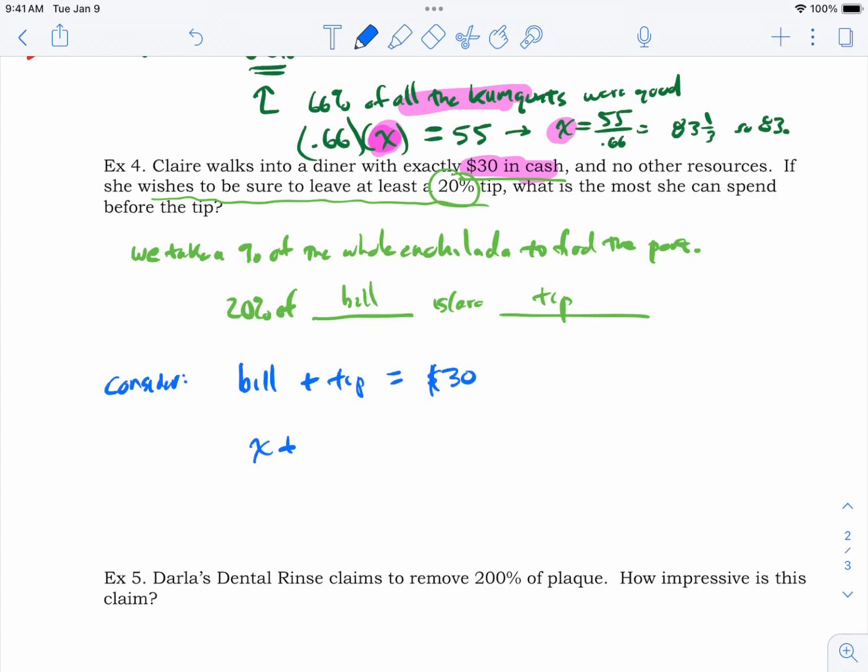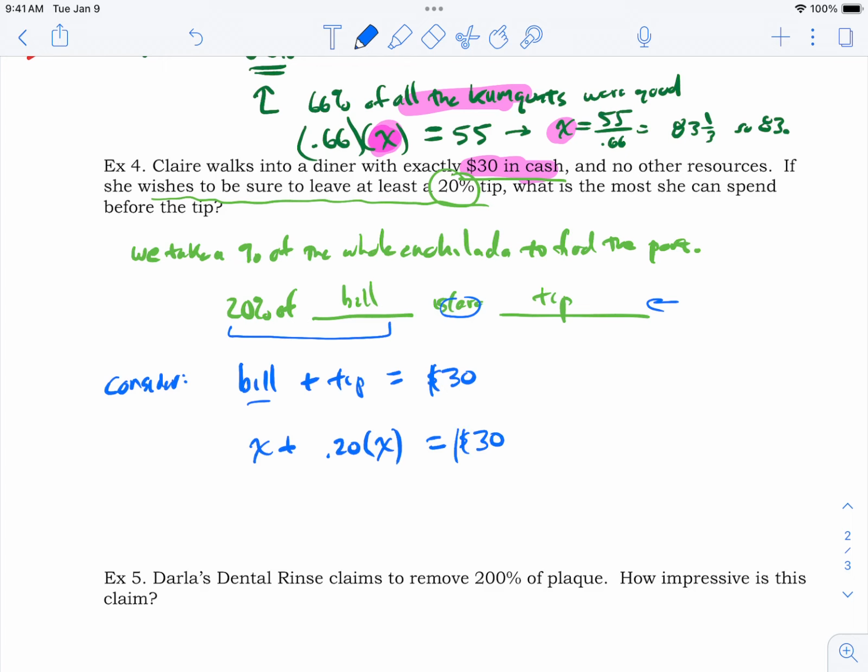But the tip, well, we got a little equation for the tip right here, so to speak. It says the tip is 20% of the bill. 20% of means 20% times. Times what? Times the bill. What's the bill? I used X for the bill. That came together kind of sweet. So the bill is X. The tip is 20% of that number, which means 20% of that X. And those together add up to $30.